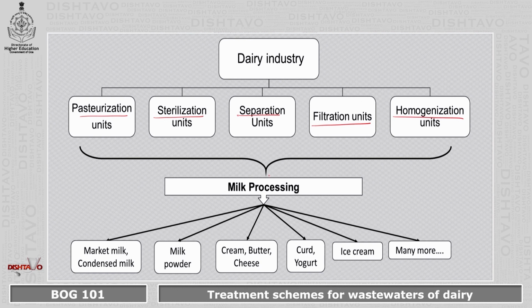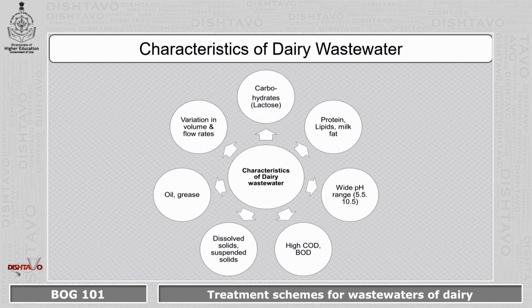After undergoing all these processing units, we get desired byproducts in the form of market milk, condensed milk, milk powder, cream, butter, cheese, curd, yogurt, ice cream, and many more. So, once the processing has been done, the industry is left with a huge amount of dairy wastewater, which has certain characteristics which, if it is not treated, will lead to a harmful effect on the environment.